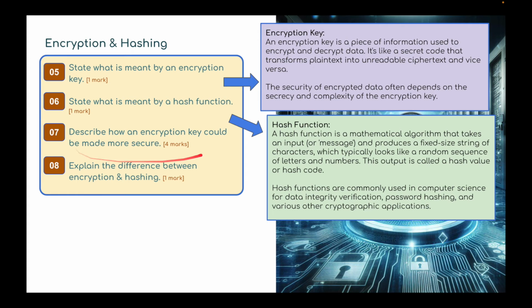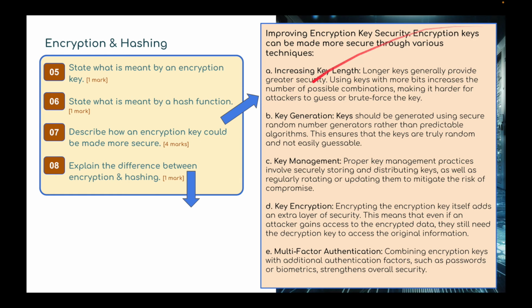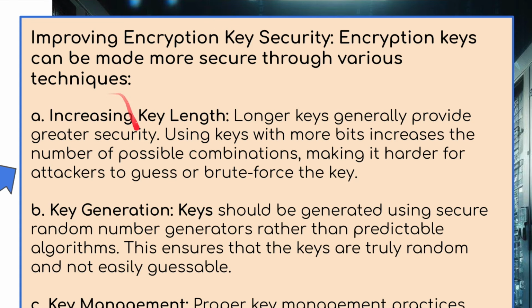Okay. For 4 marks this time, describe how an encryption key could be made more secure. Okay, so let's have a little look at this. So what can we do? We can increase the key length. A longer key generally provides greater security. Using keys with more bits increases the number of possible combinations, making it harder for attackers to guess or brute force the key. Key generation.